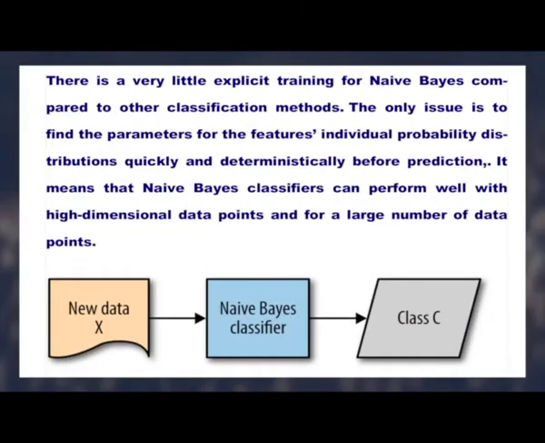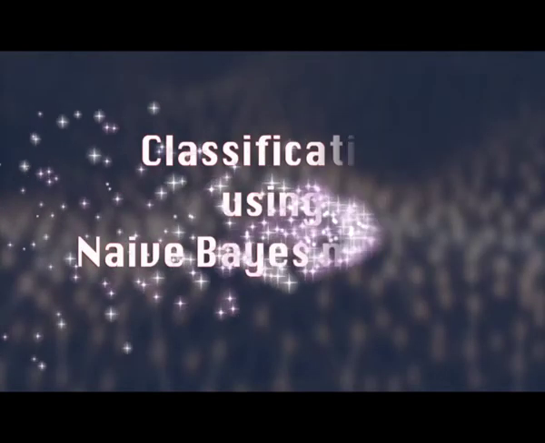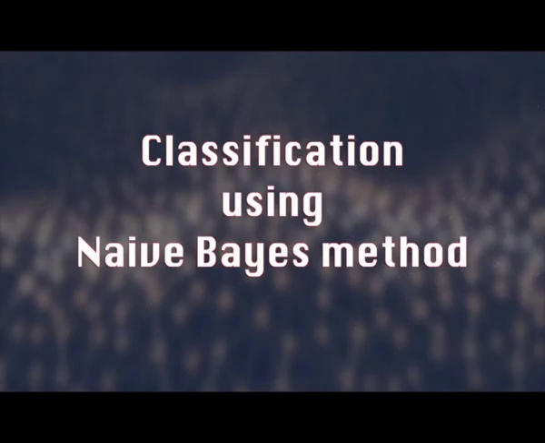Note that there is very little explicit training for naive-Bayes compared to other classification methods. The only issue is to find the parameters for the feature's individual probability distribution quickly and deterministically before prediction. It means that naive-Bayes classifiers can perform well with high dimensional data points and for a large number of data points. Now we'll see classification using the naive-Bayes method.